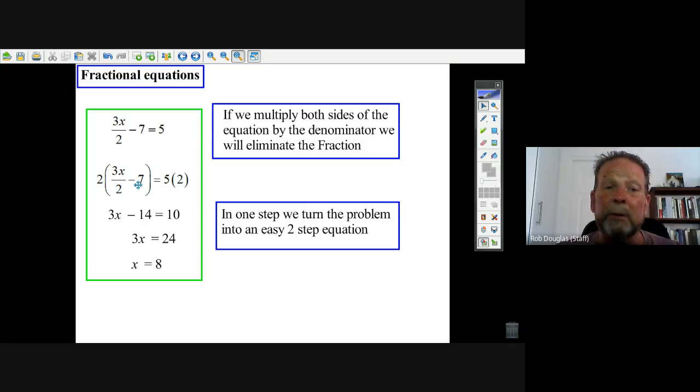But this 2 gets multiplied by negative 7. That's minus 14. Now we add 14 to both sides. We get 3x equals 24. Then we divide both sides by 3, and we get x equals 24 divided by 3, which is 8. So just by multiplying by that denominator, it turns into an easy two-step question.